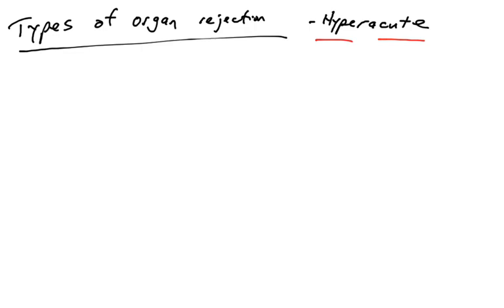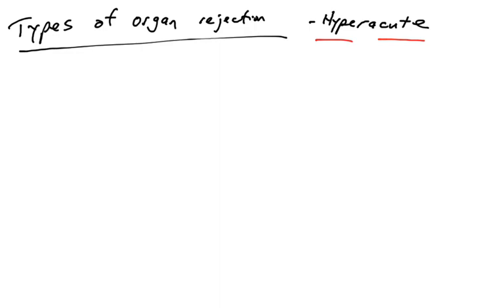It's not just acute, it's hyperacute. And this type of rejection would occur within minutes of organ transplantation. As your textbook says, it might happen before the patient leaves the operating room. They could already tell, oh no, the immune system is recognizing the organ as foreign and attacking it.